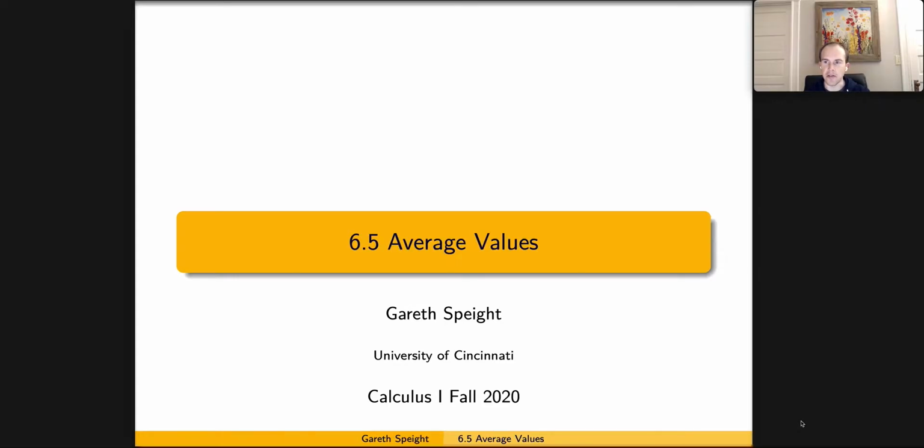Congratulations, everyone. You've made it through to the end of the course. So we worked quite hard in 6.2 and 6.3 to understand how to find volumes using slicing and cylindrical shells. And now in 6.5, we're going to wrap it up with a pretty easy section looking at how to find the average value of a function.